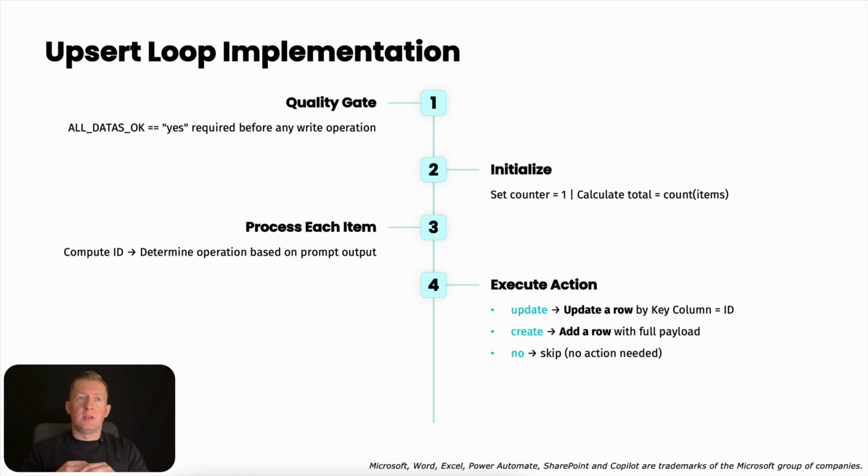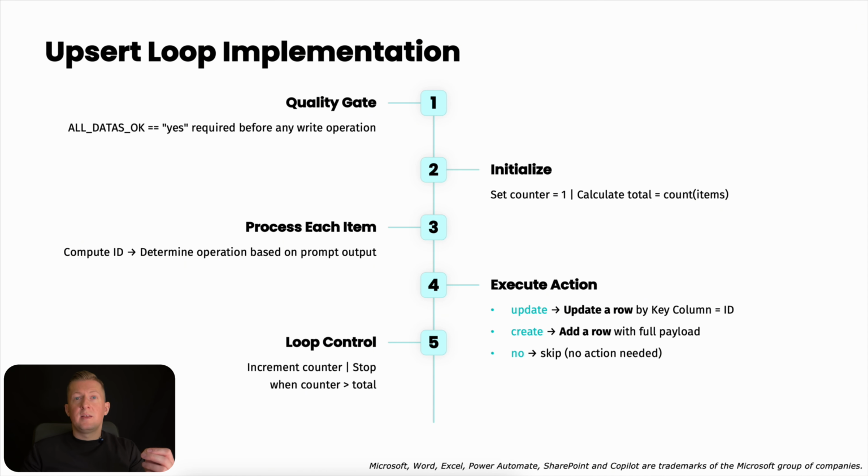To update, we use the update row action with the help of the key column, which is the ID column. Now we can update the already existing row. If we have the create value, then we are adding a row with the full payload. And if the value is no, then we are skipping. No action is needed. Loop control: we are incrementing the counter and stopping it when the value exceeds the total number of the items in the array.